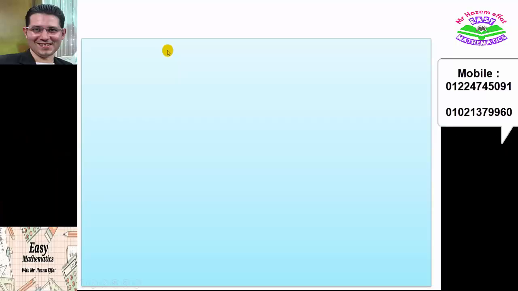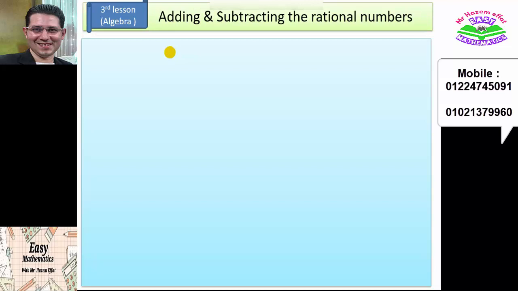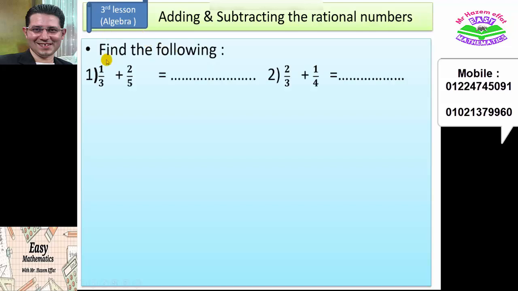In our lesson today, this is the third lesson in algebra. We talk about adding and subtracting rational numbers. The first exercise: find the following. He gave me 1/3 plus 2/5.